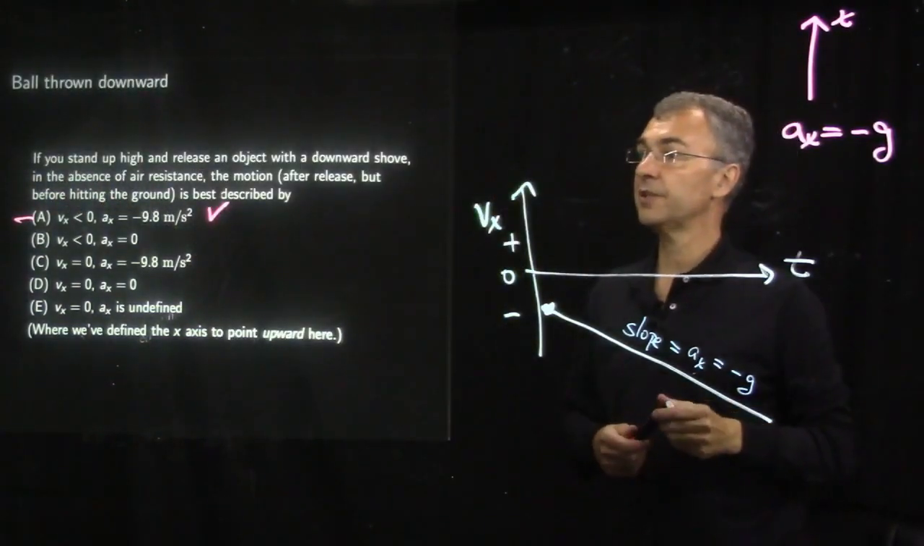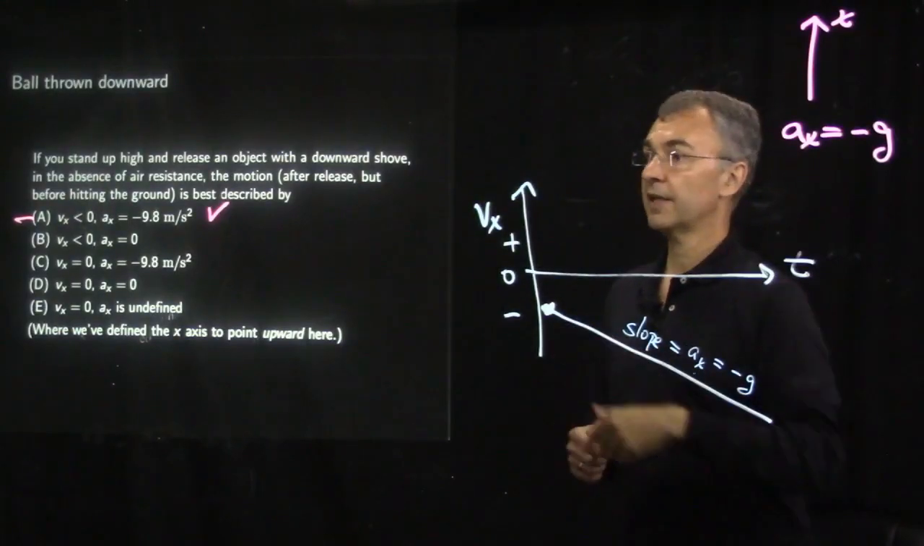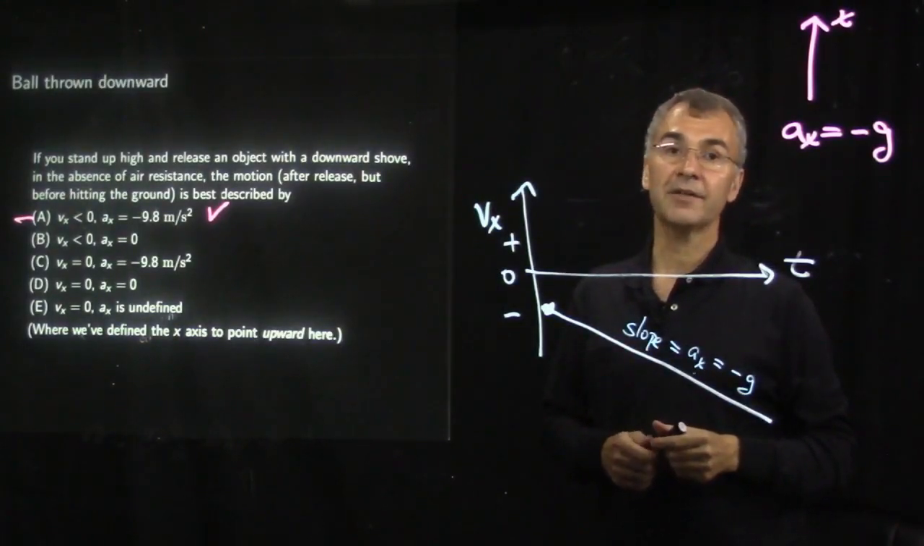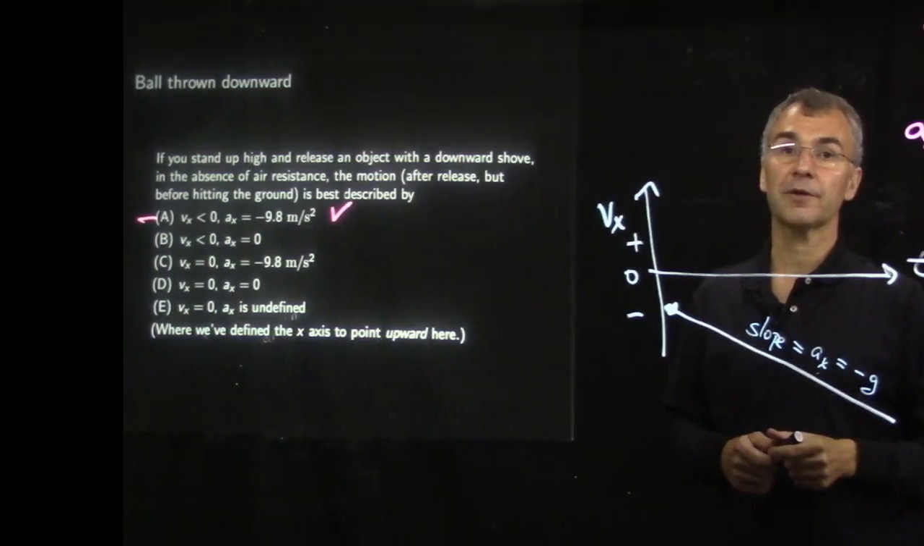Alpha. So v sub x is less than 0. And a sub x is minus 9.8 meters per second squared.